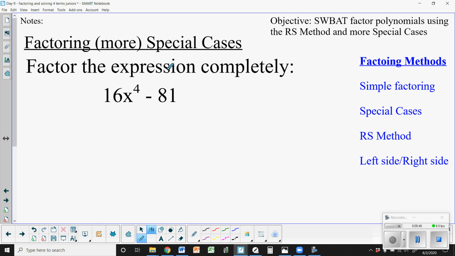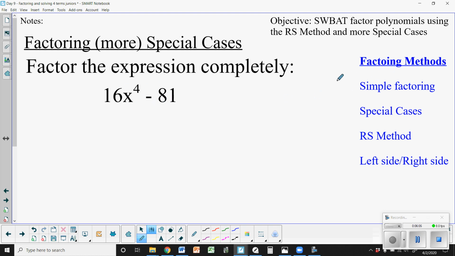So factoring more special cases. I put more in parentheses because it's not necessarily that much more. We're just going to be looking at, instead of it being x squared, can we write x to the fourth as something squared? So it's going to be a little bit more involved here.